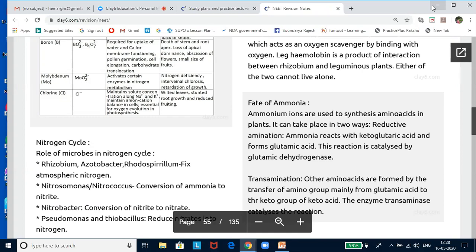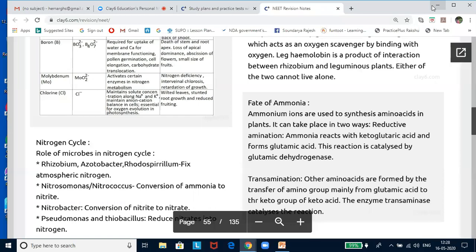For example, manganese toxicity is seen by the appearance of brown spots surrounded by chlorotic veins. Manganese competes with iron and magnesium for uptake and with magnesium for binding with enzymes. It prevents translocation of calcium ions in the shoot apex. Therefore, manganese in excess may cause deficiencies of iron, magnesium, and calcium. Is it clear now? So this is the thing about toxicity of micronutrients.